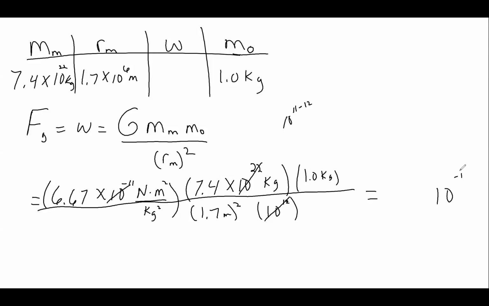Take care of that first. Then I have meter squared, that's going to cancel out. Kilogram, that's going to be canceling out. So I know my answer is going to be in Newtons. Now I've taken care of everything but the numbers. So now it should be very easy in my calculator to take 6.67 multiplied by 7.4 and divided by 1.7 twice. You should not have difficulty doing that.